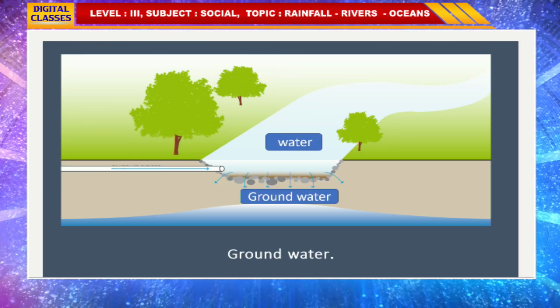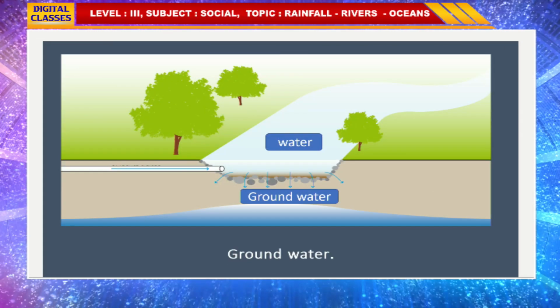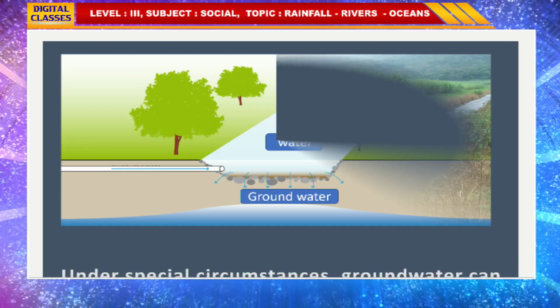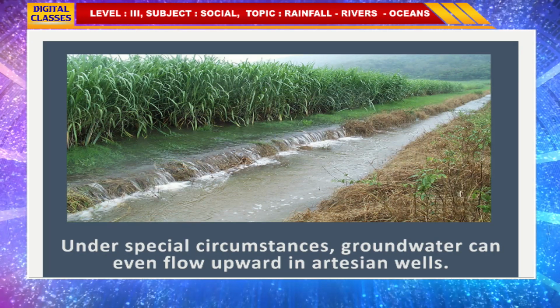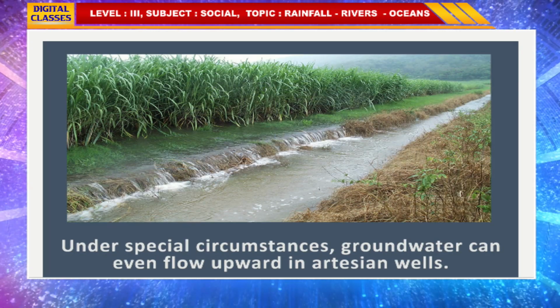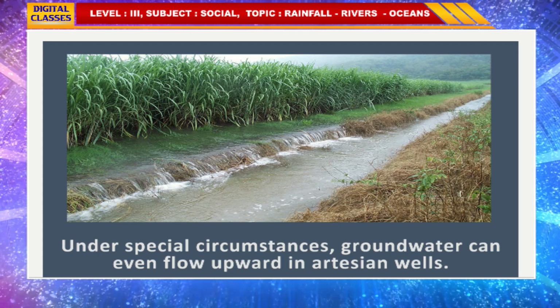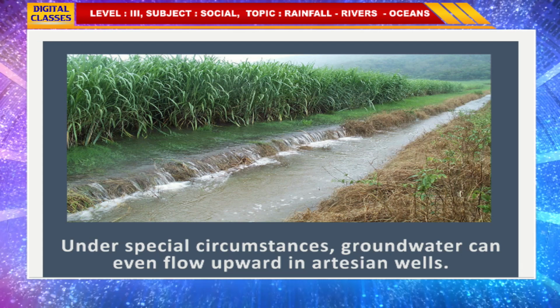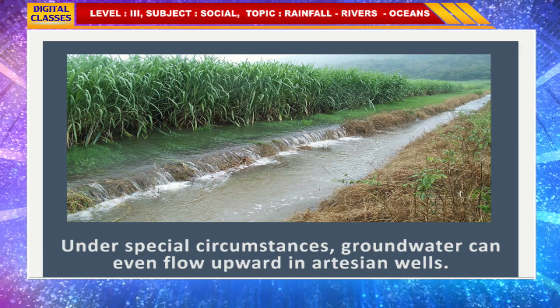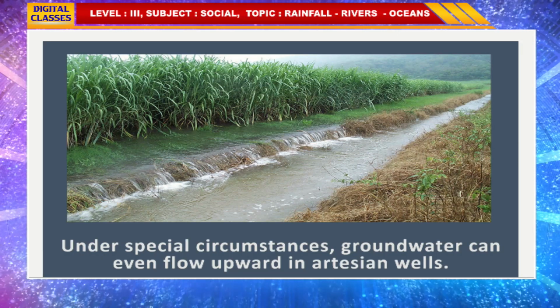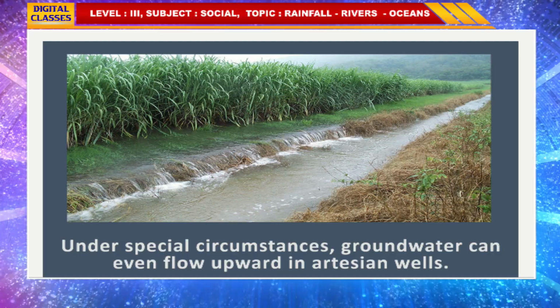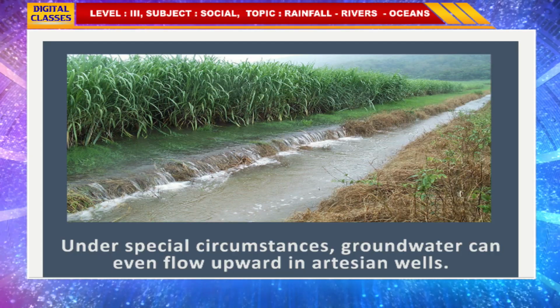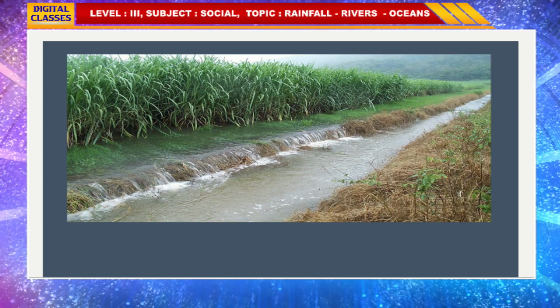The water which falls on the flat surface goes under the ground, and that is called groundwater. Under special circumstances, groundwater can even flow upward in artesian wells. That is, you will be knowing about the bore wells from where we extract the water for our daily uses, and the artesian wells, that is the wells which were in the olden days for extracting the water. I am talking about those wells.